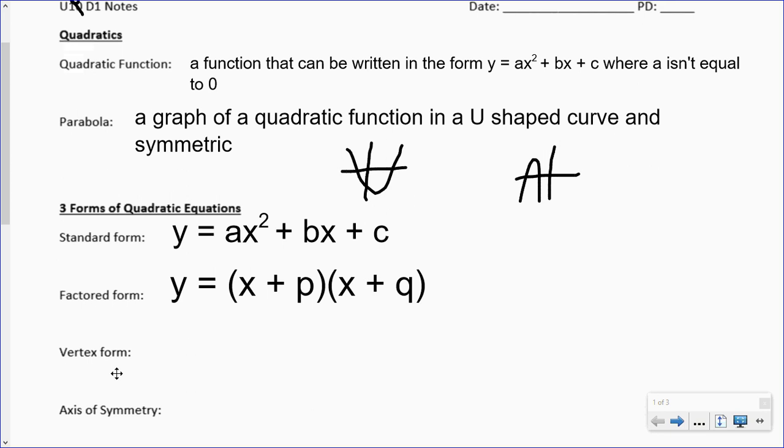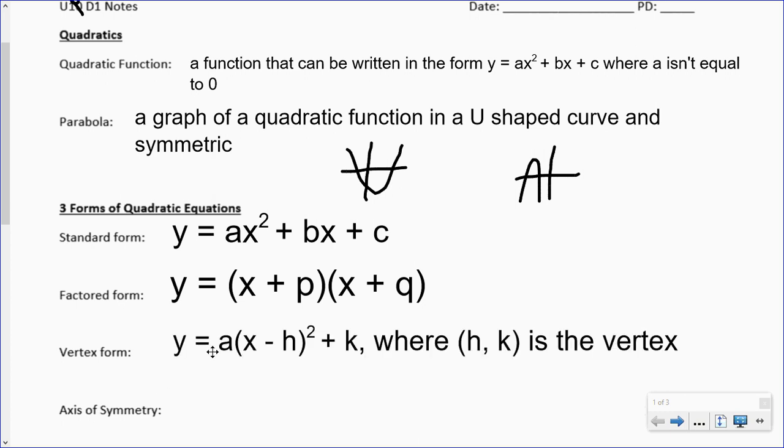Vertex form, this is the honors topic, but I don't think I'm going to show you this until after SOLs, to make sure we have time. So you don't really need to worry about vertex form, but I'm going to show it to you. It looks like this: y equals a times x minus h squared plus k, where the h and the k is the vertex of that thing. So you guys could practice writing vertex form if you wanted to. You'll learn how to get all this information, but it's not going to be on your unit test.